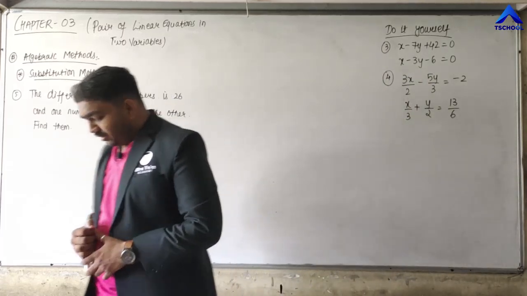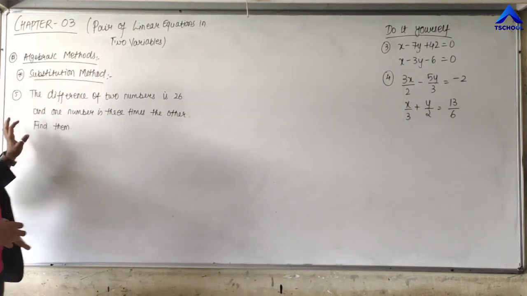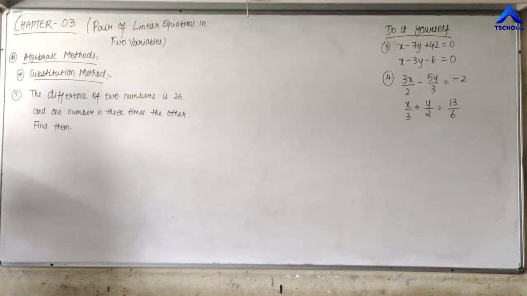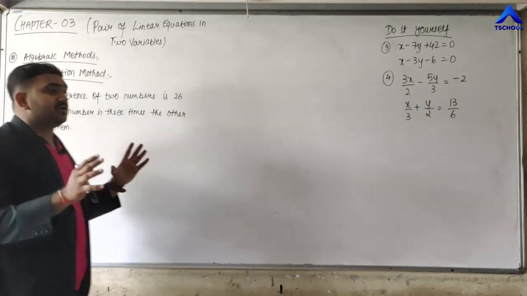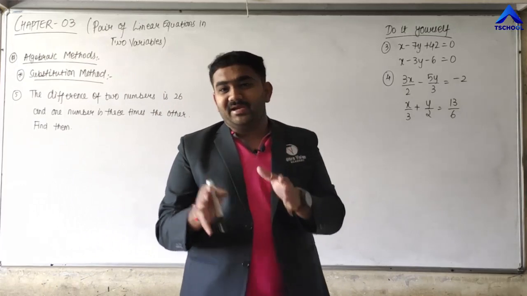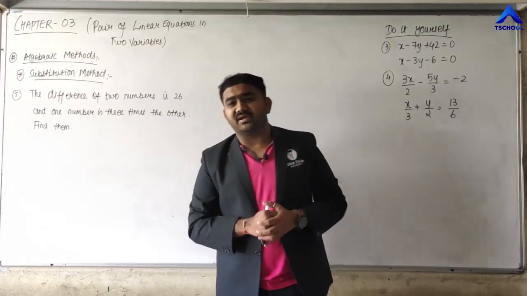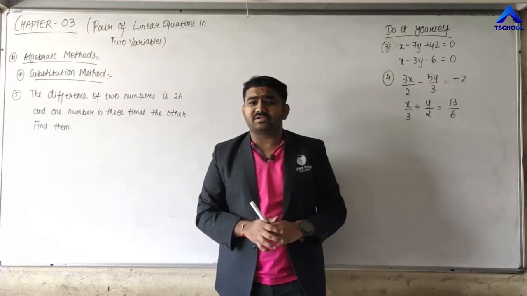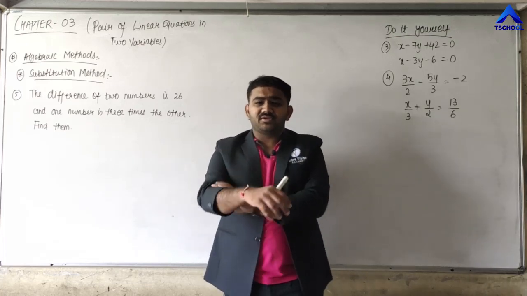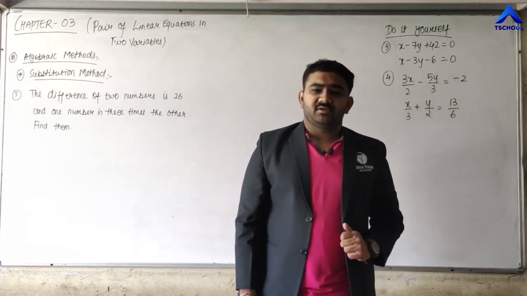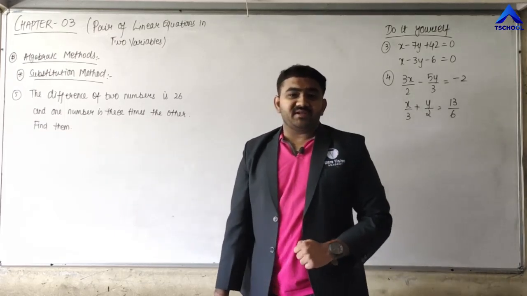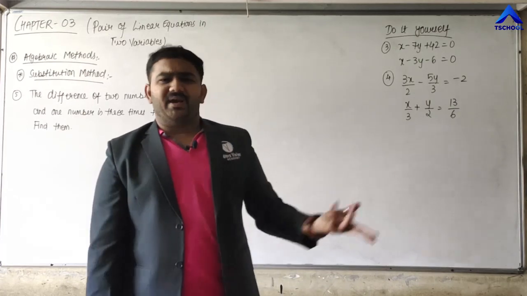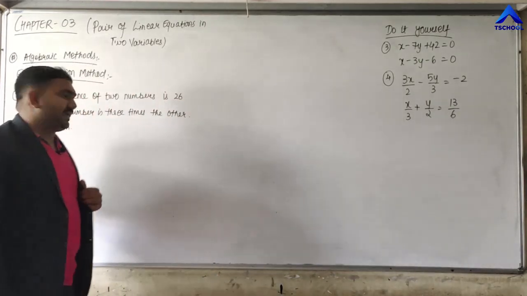The difference of two numbers is 26, and one of the numbers is 3 times the other one. Find them. So here we are talking about two numbers such that the difference of both the numbers is 26. There may be infinite pairs of such numbers whose difference is 26, right? But there will be only one pair such that one of the numbers is 3 times the other one.